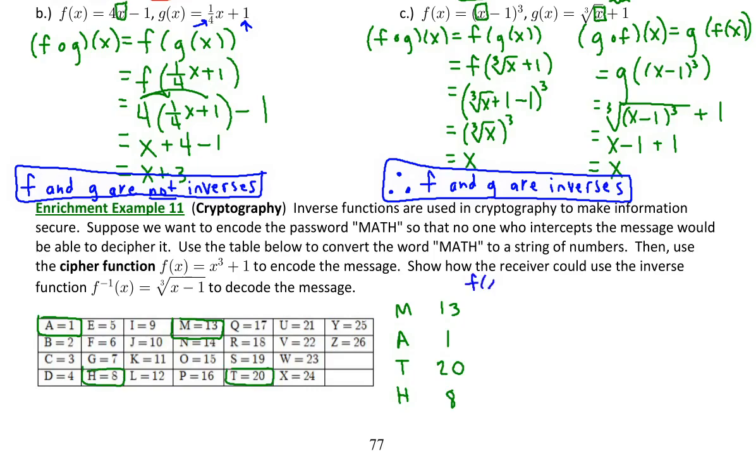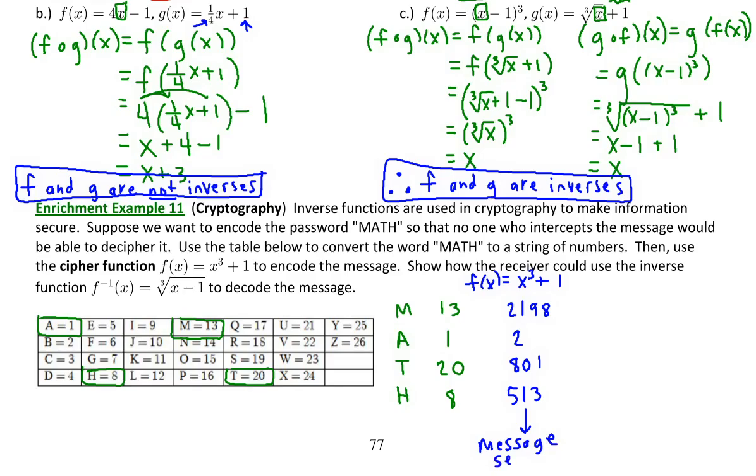Our encoding function is f of x equals x cubed plus 1. So we're going to start with 13 and plug 13 in for x. 13 cubed plus 1 gives us 2,198. Plugging in 1 next, 1 to the 3rd power plus 1 gives us 2. 20 to the 3rd power plus 1 gives us 801. And 8 to the 3rd power plus 1 gives us 513. That is our encrypted message. That's going to be the message that we send.